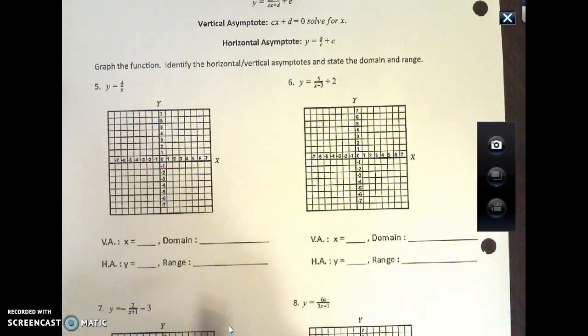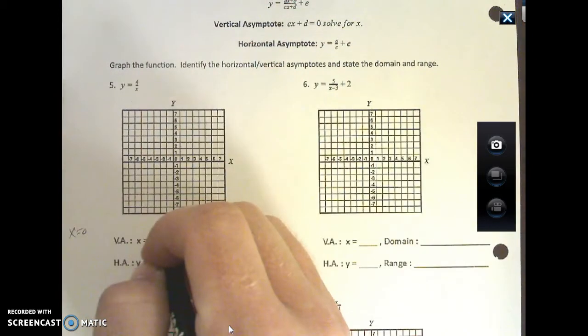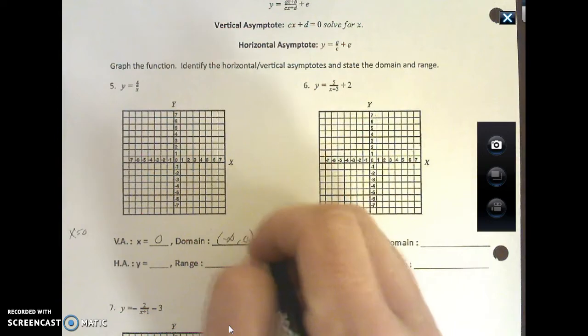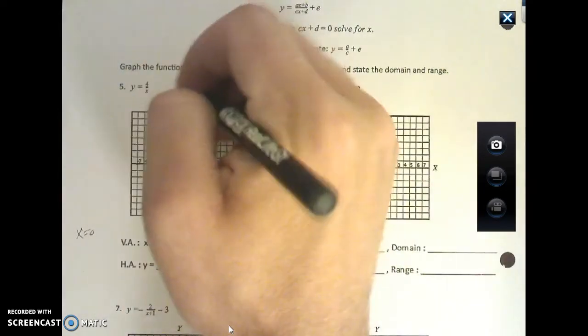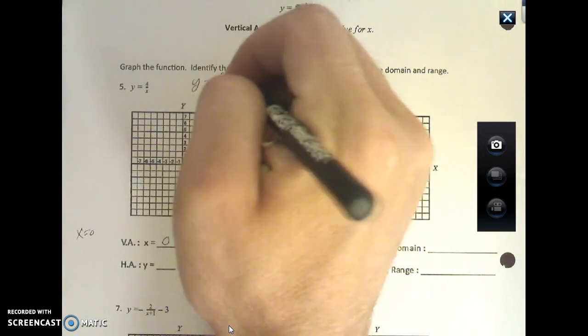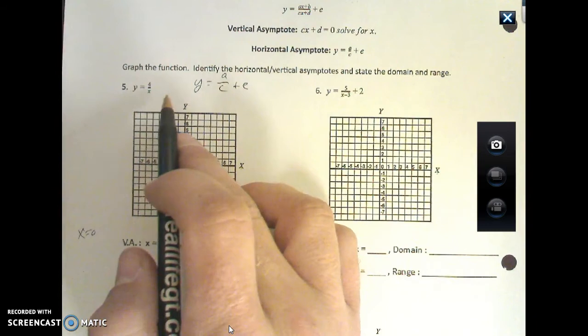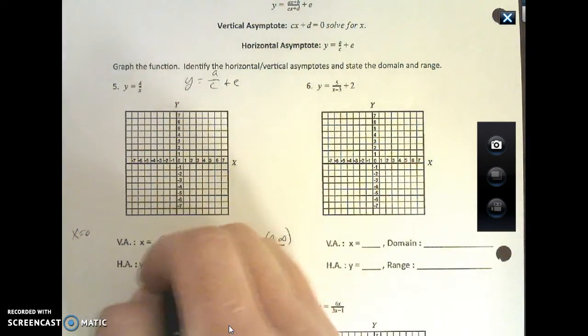All right, so here we go. The vertical asymptote is what makes your denominator equal to 0. In this case, it's just x equals 0, which means your domain is everything except 0. Now the range is your ACE formula. My A up top is 0, C is 1, E is 0. 0 divided by 1 is 0, plus 0 is 0.